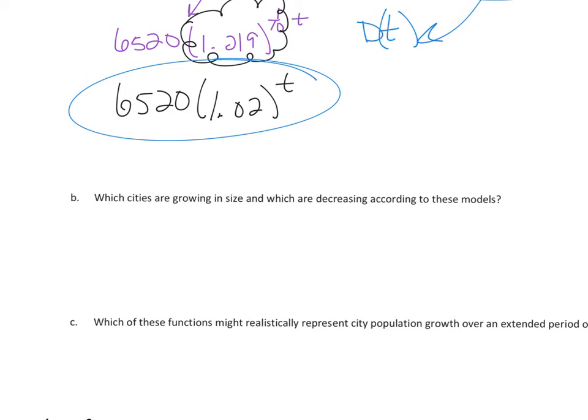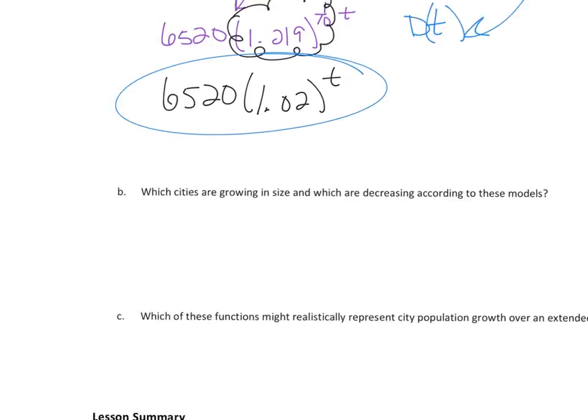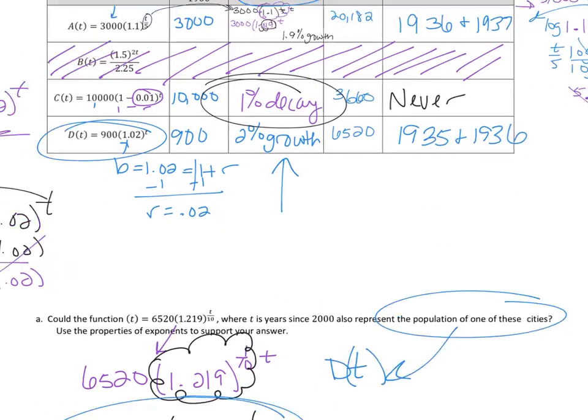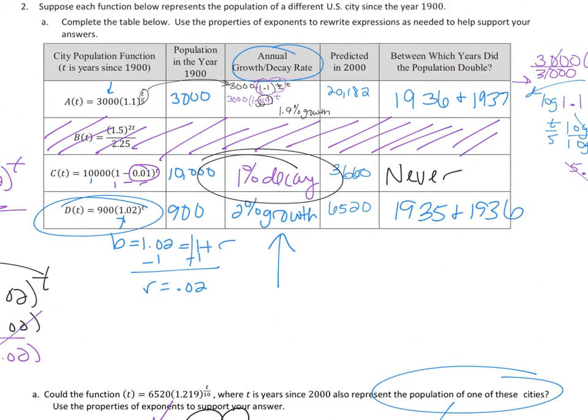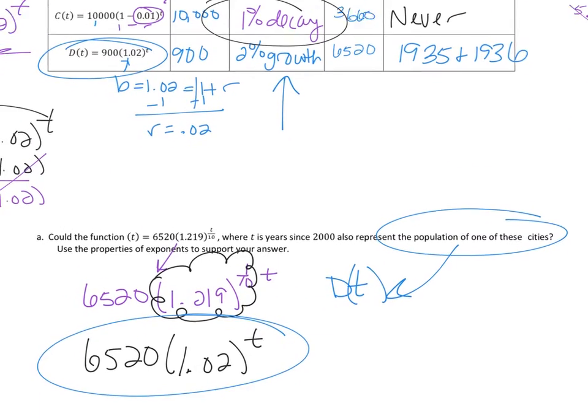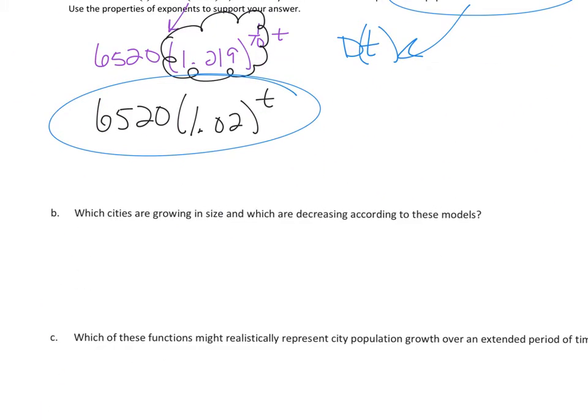Which cities are growing in size and which cities are decreasing? Well, we know that A of T and D of T were growing because they had a b value that was bigger than 1. This one did not have a b value bigger than 1 because we were subtracting. So the ones that are growing are A of T and D of T, and the one that is decreasing was C of T.